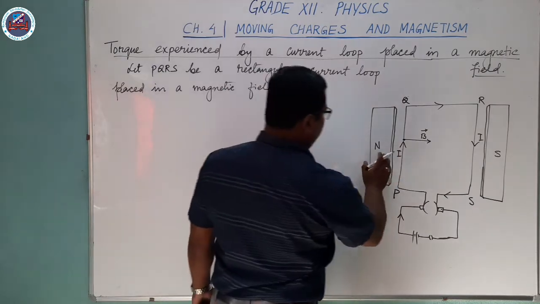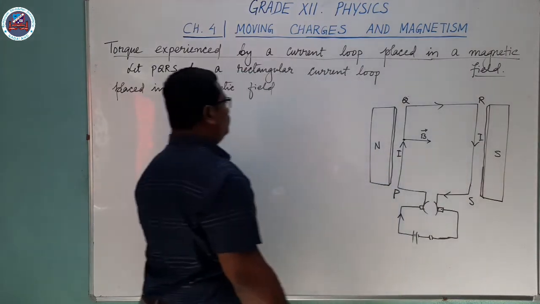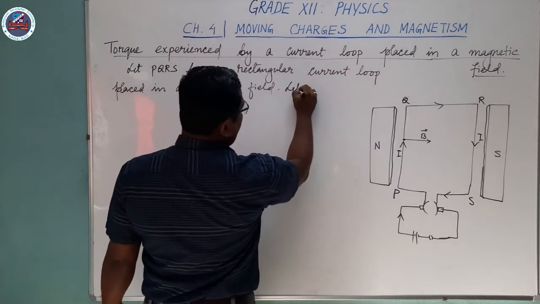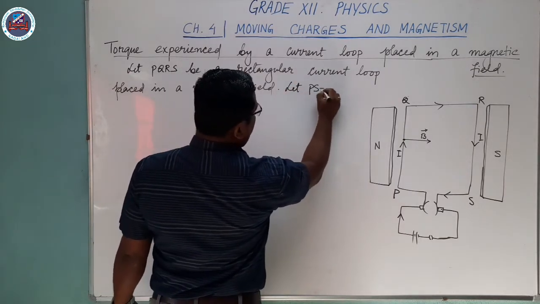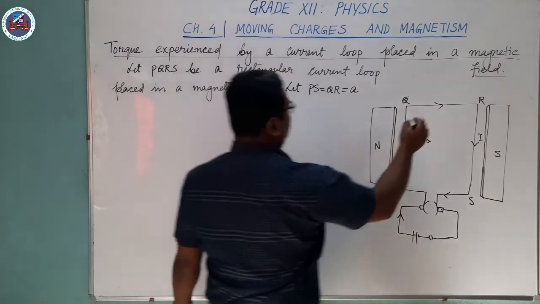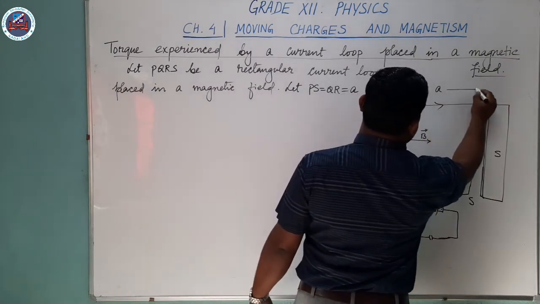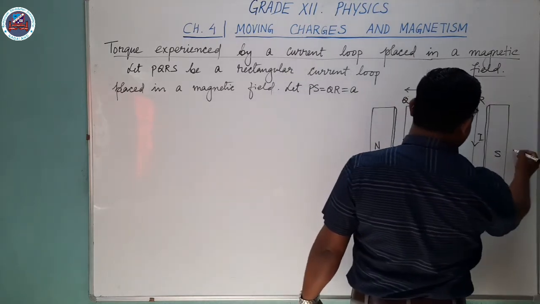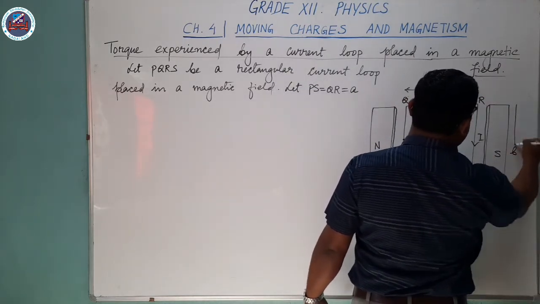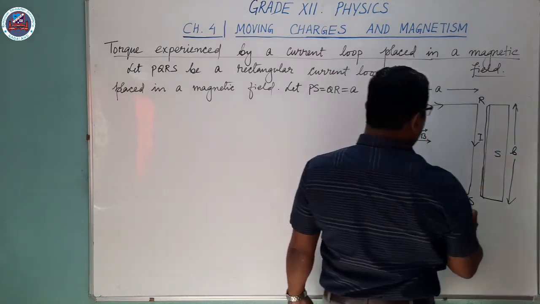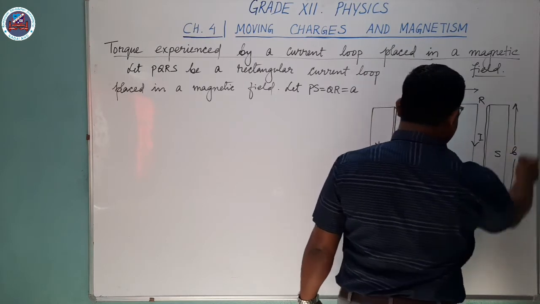This is placed in a magnetic field. These two are the pole pieces of the magnet. Let PS be equal to QR. Let us take it as A. This breadth is, suppose, A, and this length we can write here. We'll take it as B. Suppose the length of the conductor is B. You can take it here also, or outside also you can take.